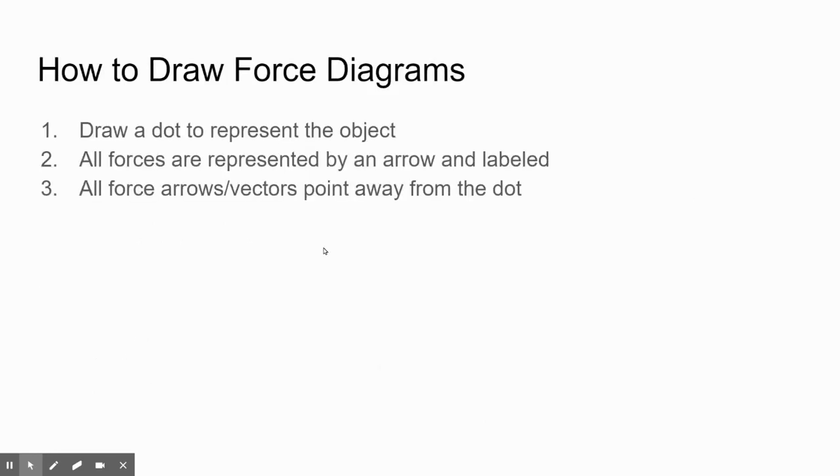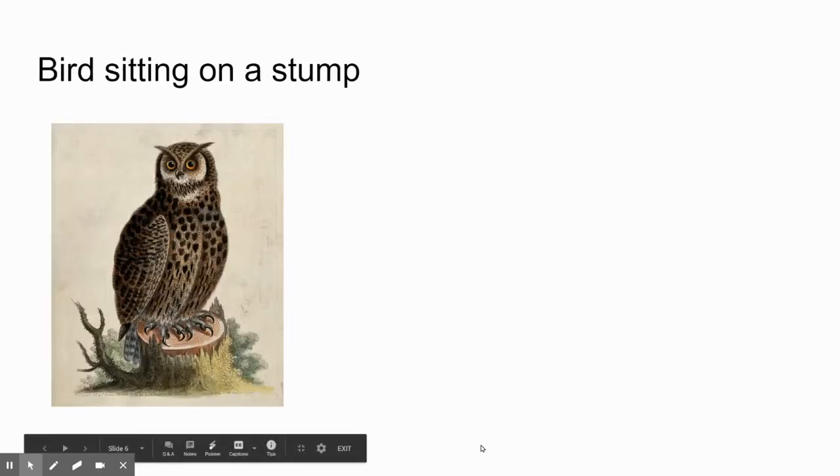All right, how to draw a force diagram. Number 1, draw a dot. That is going to be your object. Number 2, all forces are represented by an arrow and labeled. And all arrows or vectors point away from the dot. Now we're going to take a look at some examples.